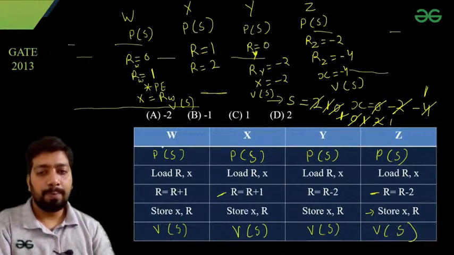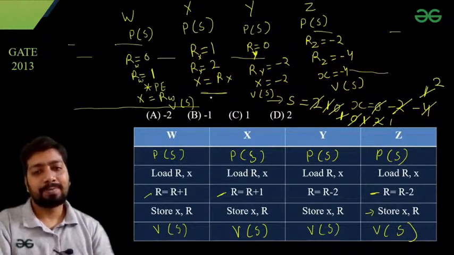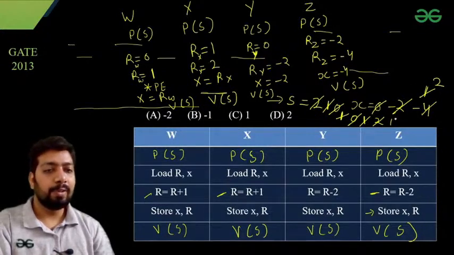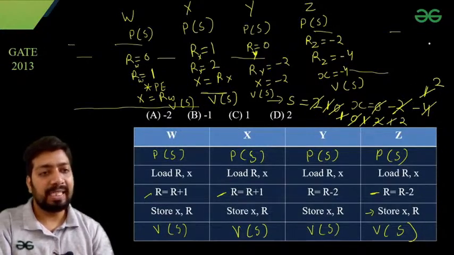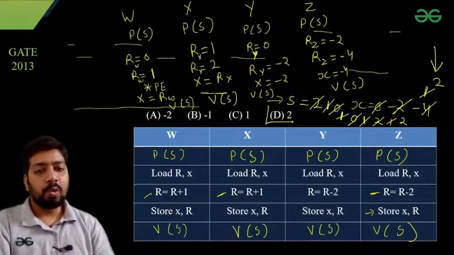You can see processes W and X are incrementing the value. After that, it will store the value, so R of X. So the value of X will go to 2. Fine. And after that, it will signal the semaphore. So all processes are completed and the maximum answer we got is 2.